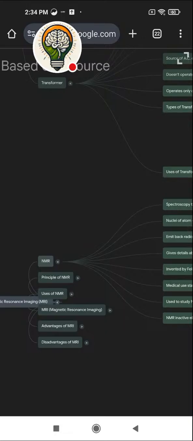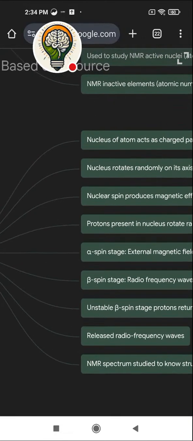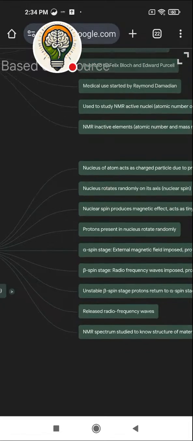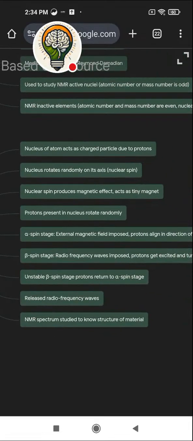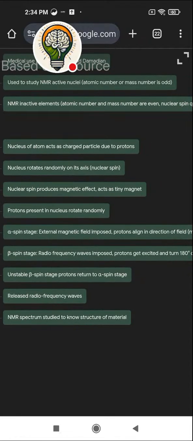Then the principle of NMR. The nucleus of an atom acts as a charged particle due to protons. The nucleus rotates randomly on its axis. Nuclear spin produces a magnetic field and acts as a tiny magnet. Protons present in the nucleus rotate randomly.